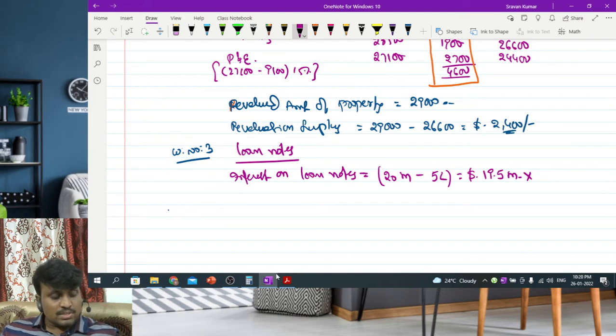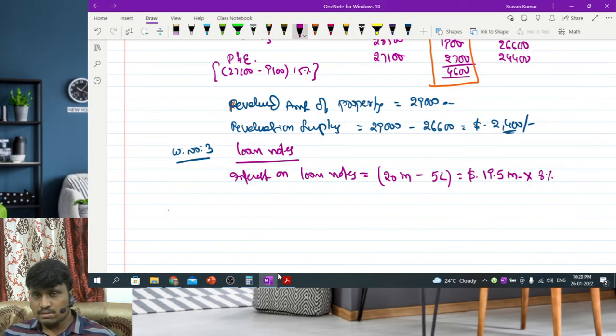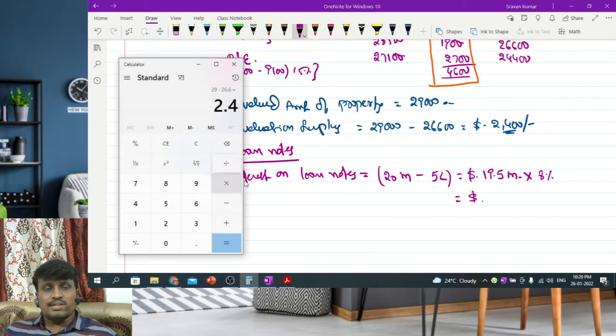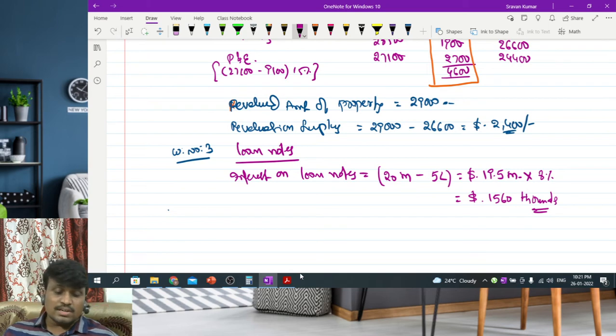So that net amount into the rate of interest. We need to consider the effective rate of interest. What is the effective rate of interest? 8% per annum. So 19.5 into 8%, then we need to convert into thousands, right? So 1,560 in thousands, $1,560, and that amount is reduced from the respective administrative expenses.